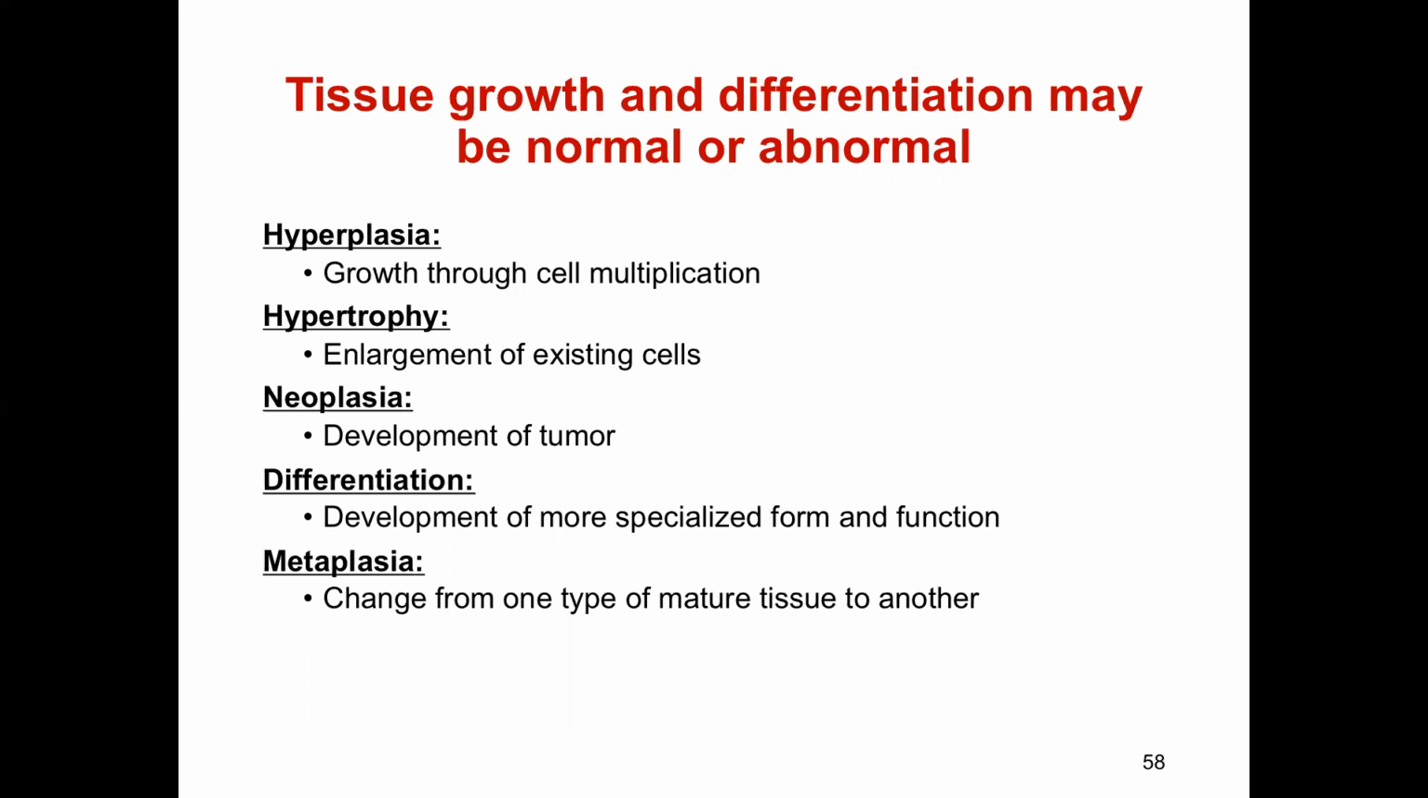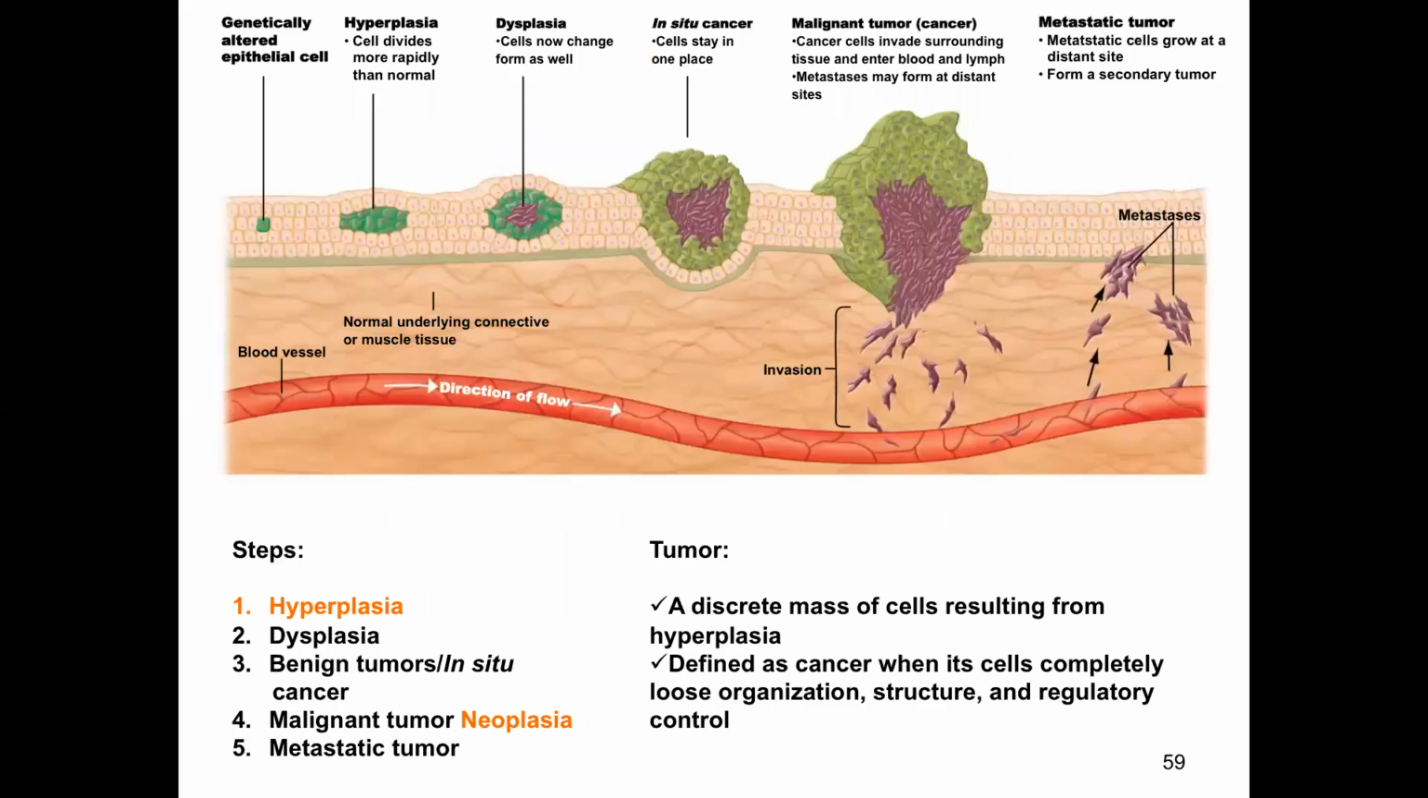Then you have this idea of differentiation. So the cell will gradually develop into a more specialized form and function. I'll show you an example of that. Then you can have metaplasia, in which the cells change from one mature cell type to another. All right, so let's think about that a little bit here.